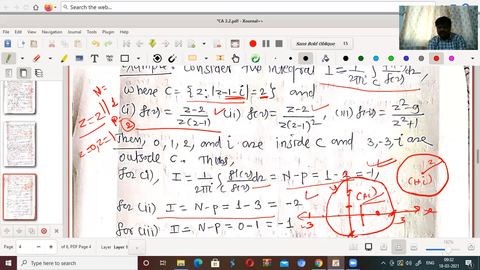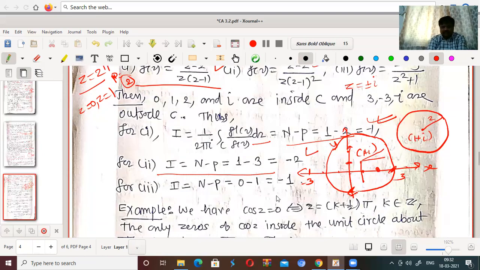For the third, the zeros are z equal to plus or minus 3, since z square minus 9 equal to 0. And the poles are z equal to plus or minus i. How many zeros lie inside C? No zero lies inside C. How many poles lie inside C? There is only one pole inside C. Therefore 0 minus 1 equal to minus 1. In this way, you can obtain the integral there.